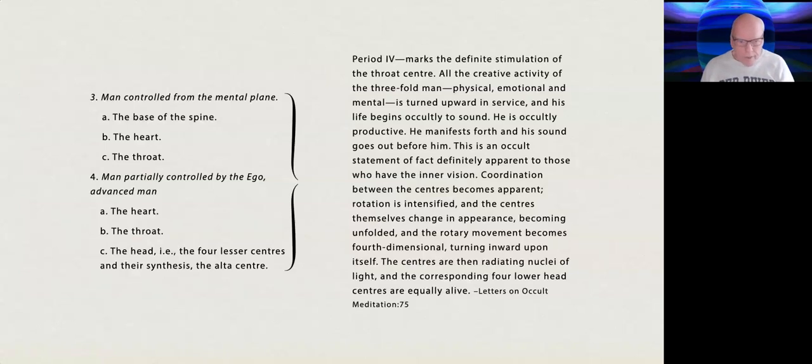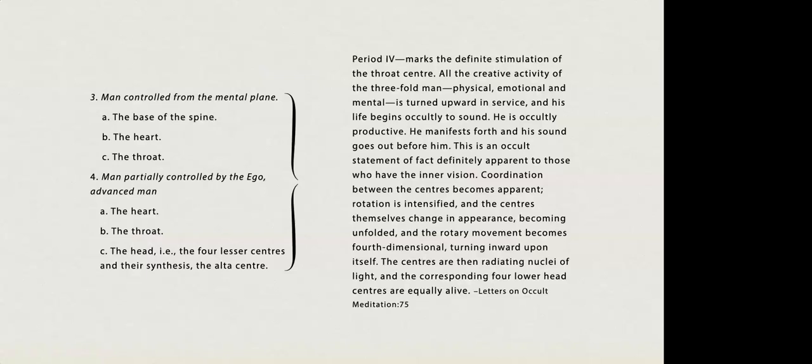Period 4 in Letters on Occult Meditation seems to relate to both man control from the mental plane and the next stage, man partially controlled by the ego, advanced man. Could we get a reader for this, please? Just the part on the right. Tom, do you want to read?